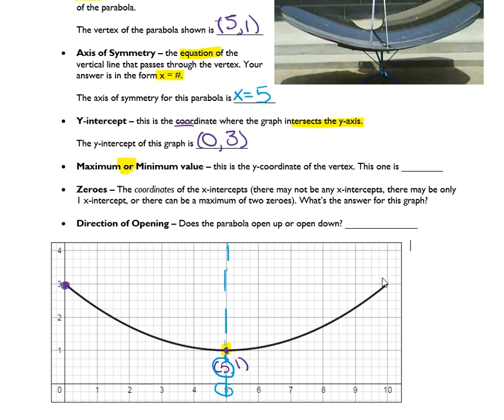Now, this parabola is actually modeling this solar oven, but if it weren't, it would have arrows here and here. The parabola would keep going higher and higher. It would not come down any lower. So the parabola never comes back down again and gets lower. It only is as low as your vertex. So in this case, my parabola has a minimum.